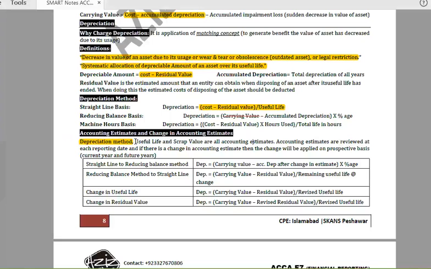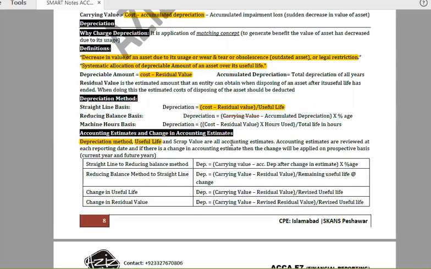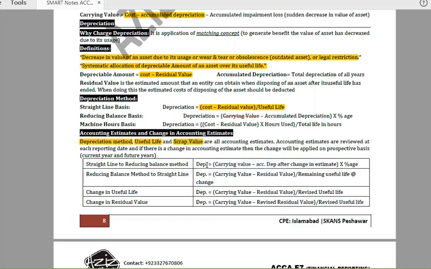Once again, useful life. Useful life is another estimate. Either you are going to use this asset for 5 years, or you are going to use this asset for 10 years. So this is just your estimate. Another value, scrap value. What would be the scrap value at the end of useful life? Suppose useful life of an asset is 5 years. So what would be the scrap value after 5 years? We just don't know exactly.